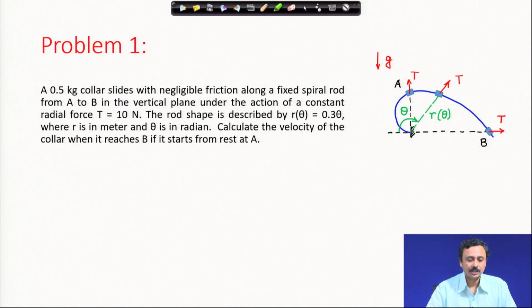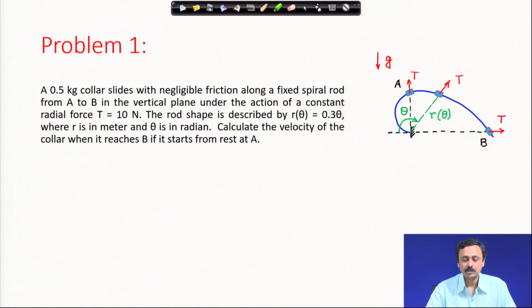This should not cause a confusion because this T here is the applied force. The rod shape is described by r theta. I have shown how r is defined as a function of theta and where theta is being measured from. r of theta is given by 0.3 times theta, where r is in meter and theta is in radian. Calculate the velocity of the collar when it reaches B.